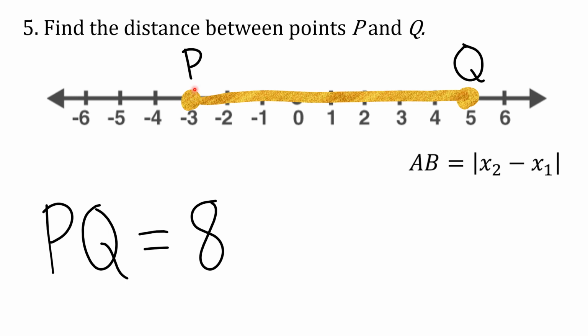Now you could also find this just by counting. So if you start here on the number line, you can say 1, 2, 3, 4, 5, 6, 7, 8. All right, so if you drew the number line out and it's a short distance away like this, you can just count. That's fine.